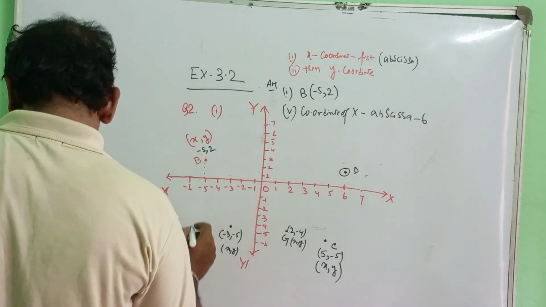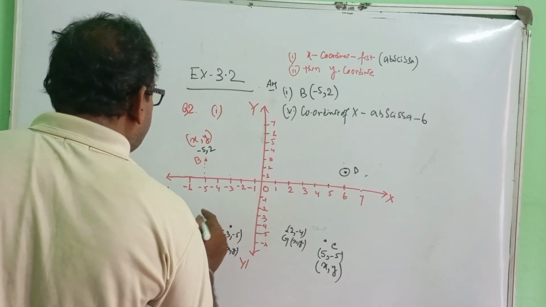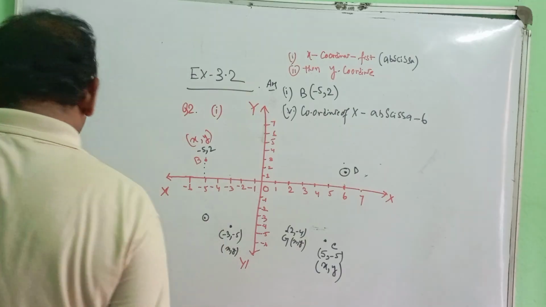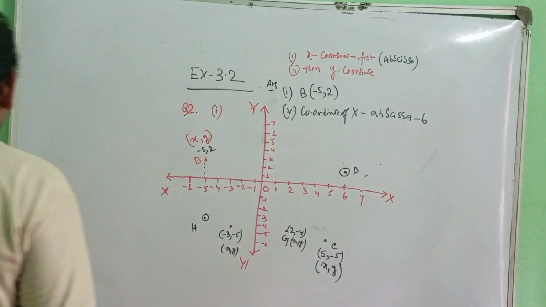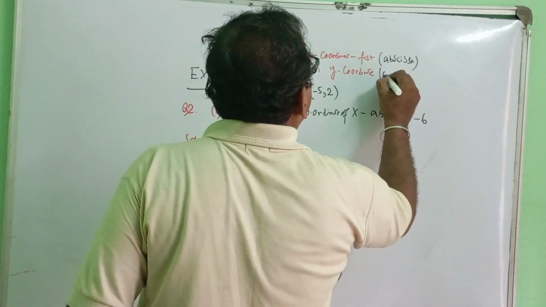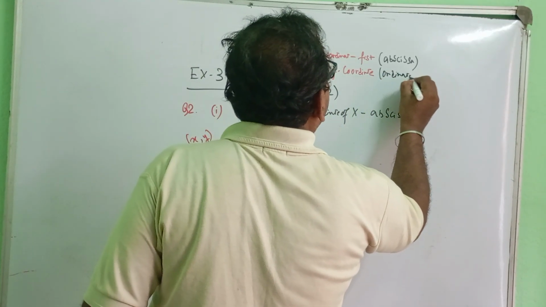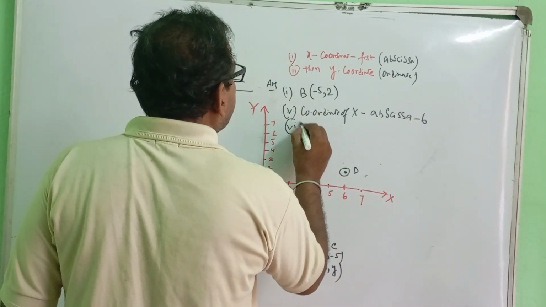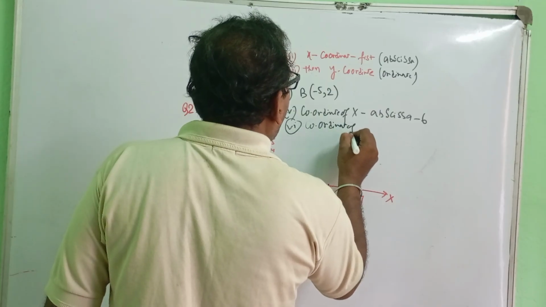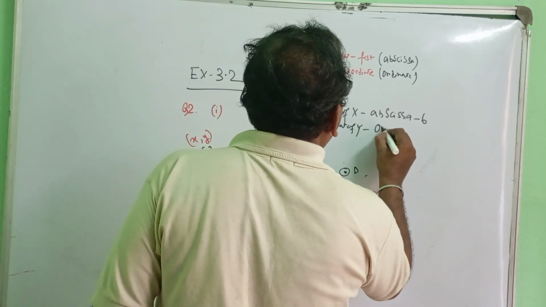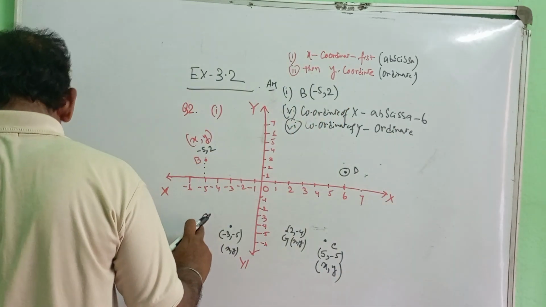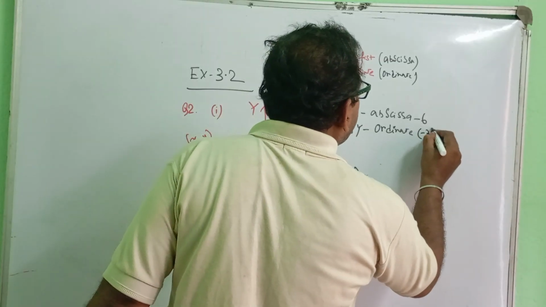Now they ask about the coordinate of the point H. Now what they are writing is -5 and -3. This one. They have written H over there. Now they have asked for the ordinate of H. Question number 6: the coordinate of y is equal to the ordinate. So what is the coordinate of it? That is -3.